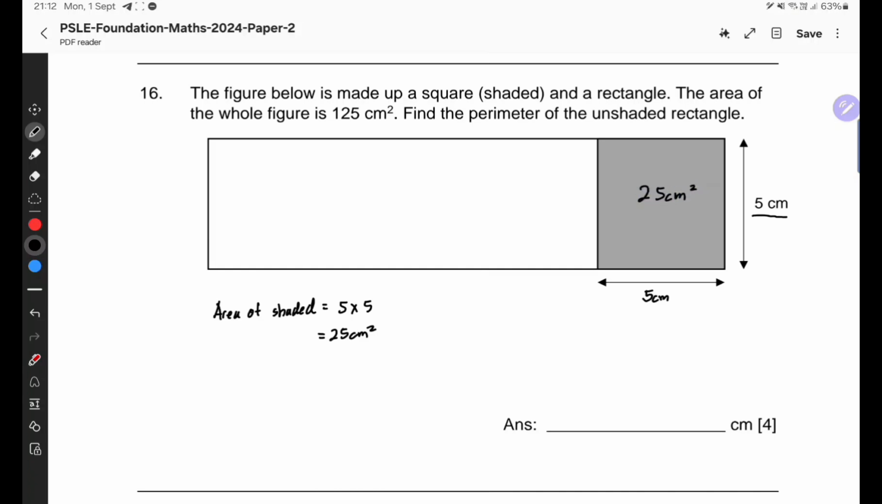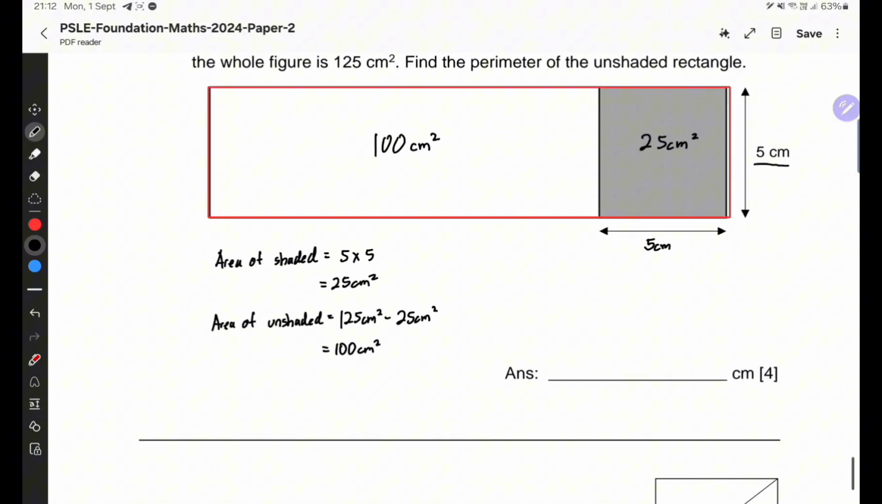So this whole thing is 25 cm square. But the whole figure, which is denoted by the red color line, okay, is 125 cm square. So to find our area of unshaded is equal to 125 cm square minus away this 25 cm square, we should be left with 100 cm square. So we know that this whole unshaded area is 100 cm square.